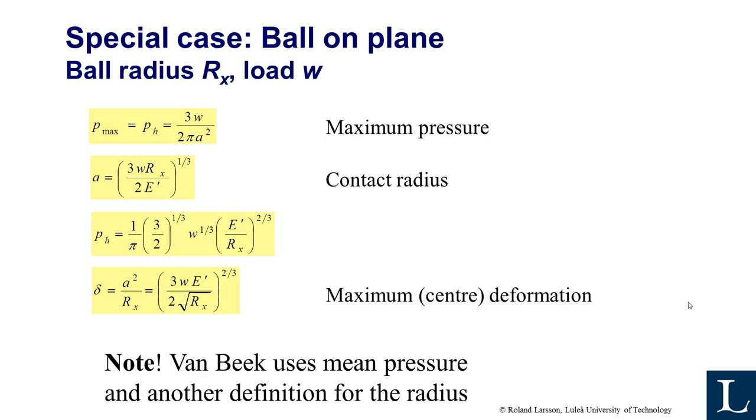A special case is of course a ball on a plane. In that case, the Rx and the Ry are the same, and you can simplify the expressions a little bit, and you don't need the epsilon and the k's, and then the expressions look like this. You can also find an expression for the deformation at the center. Please note also that some of you may read Anton van Beek's book, who is using a little bit different definition for the radii. But still the result will be the same, just to mention it.